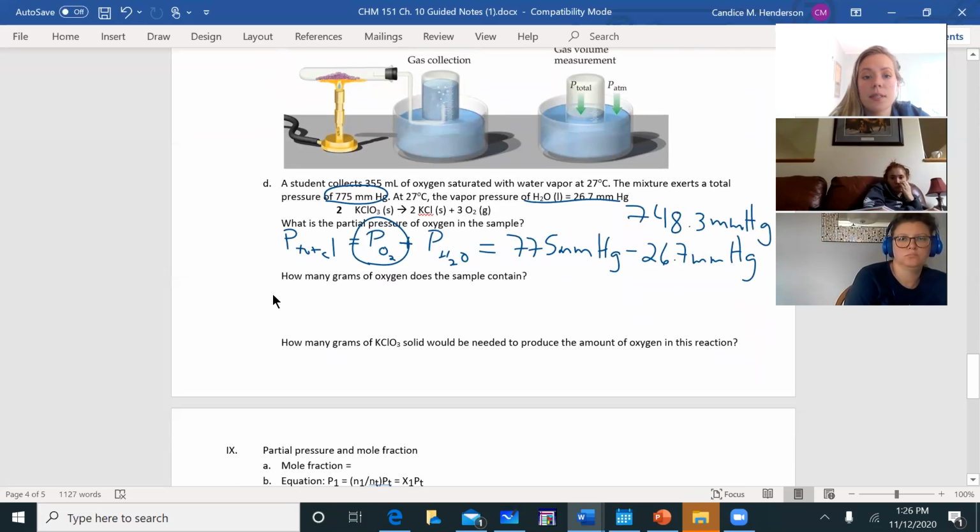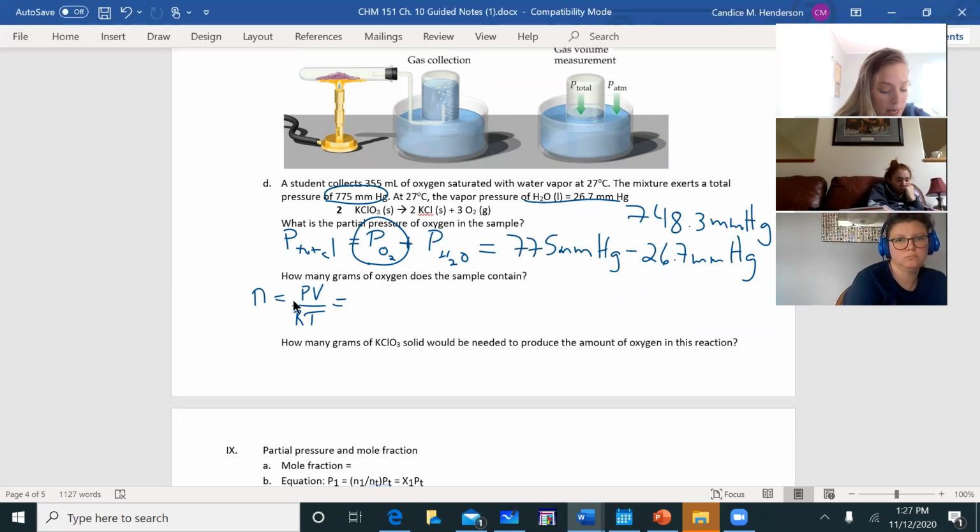So if we were to stepping-stone into another type of problem, how many grams of oxygen does the sample contain? If we want to find grams of oxygen, well, PV=nRT is not going to give me grams, but it will give me moles, which is close enough. So I'm going to go with moles are equal to PV over RT. Pressure is given here. If I used the original pressure without removing the water vapor, my amount is going to come out too big. So we want to use the 748.3 mmHg.